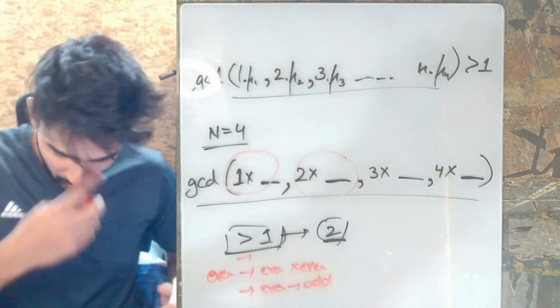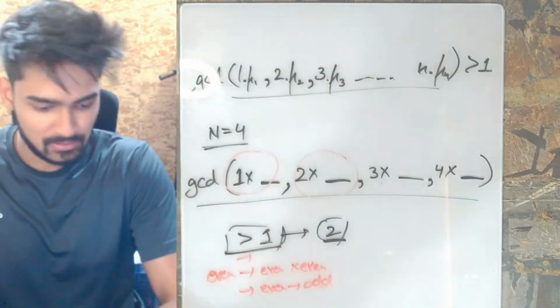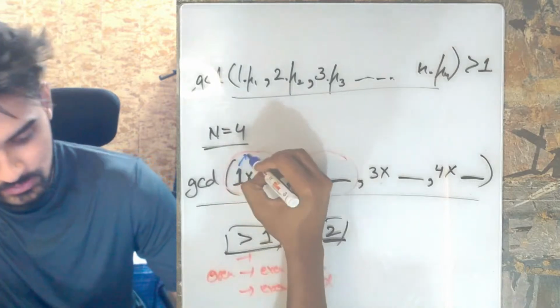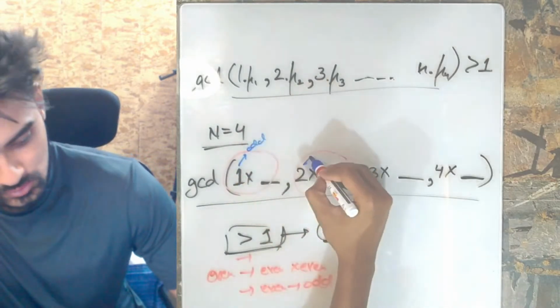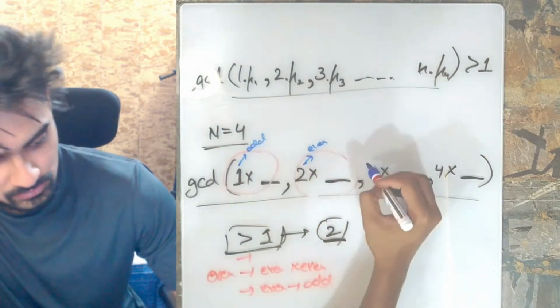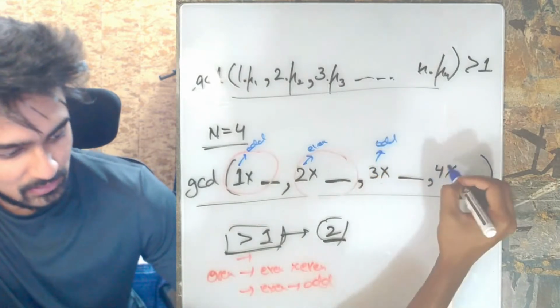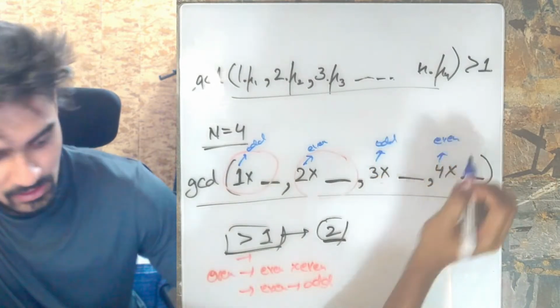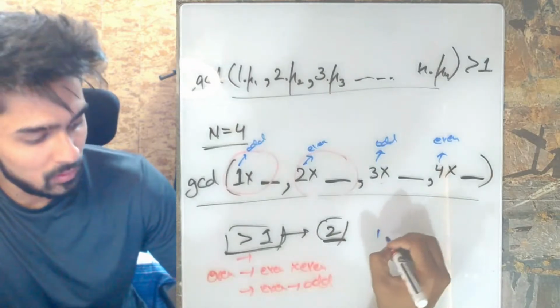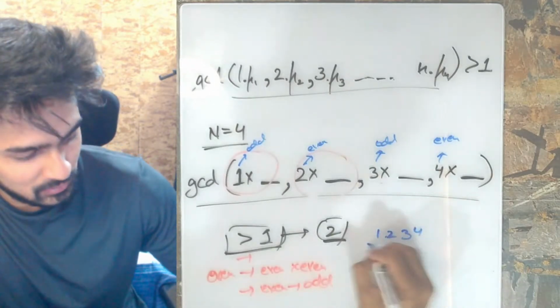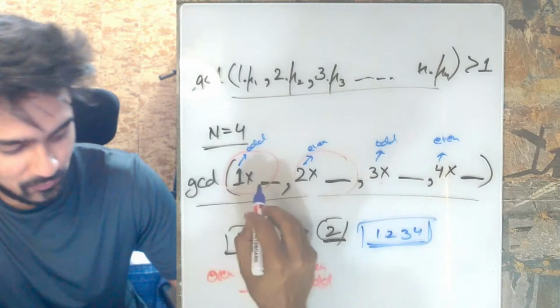So how to do it? If you see, this 1 is odd, this 2 is even, this 3 is odd, and this 4 is even. And what numbers do you have? You have 1, 2, 3, and 4. You need to arrange these 1, 2, 3, 4 in any order.